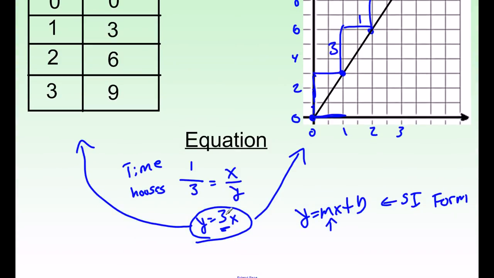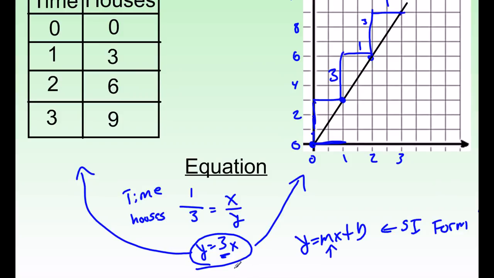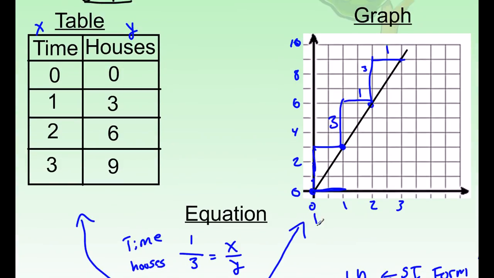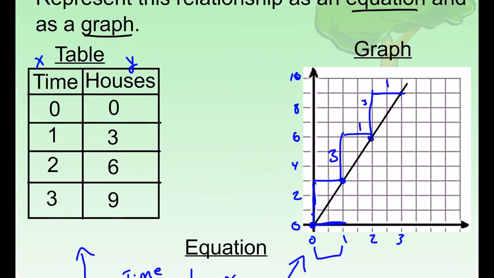So the slope of the line is the relationship between the x and the y values, between the time and the houses. That is the rate at which she's working. She's working at 3 houses per hour. Every hour, she does 3 more houses. 1 more hour, 3 more houses. 1 more hour, 3 more houses. Okay?